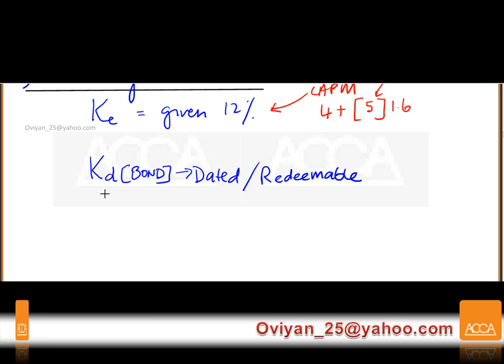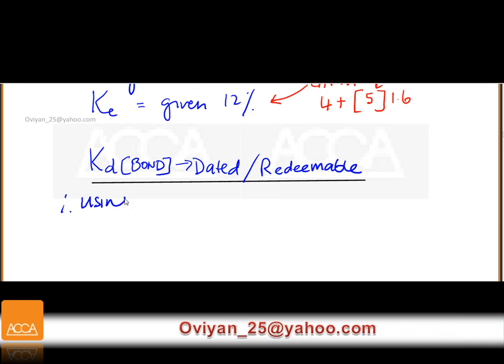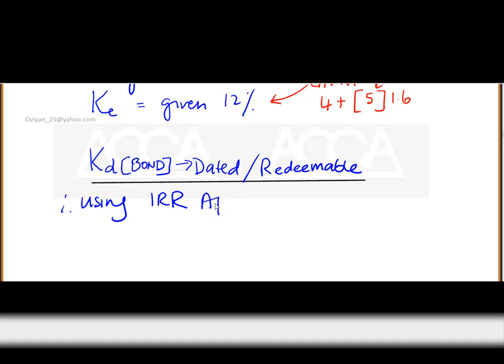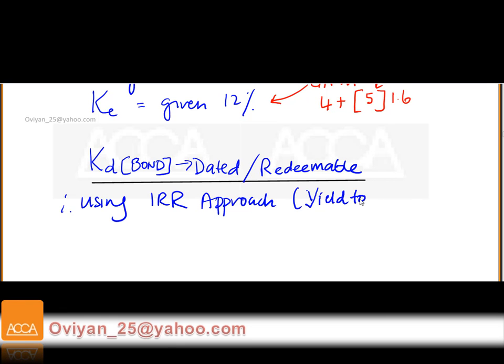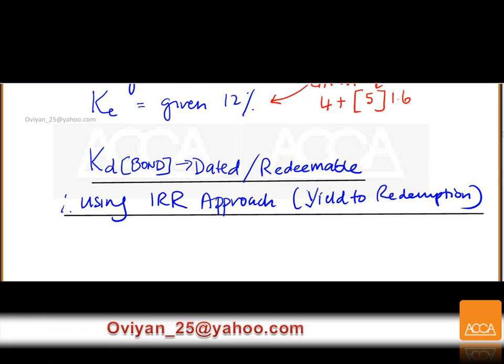Okay, cost of debt of a bond, which is redeemable. Your examiner likes this approach using IRR, the interpolation approach, which is actually your yield to redemption. Is that clear? This is actually your yield to redemption method. Okay, using IRR, yield to redemption method.